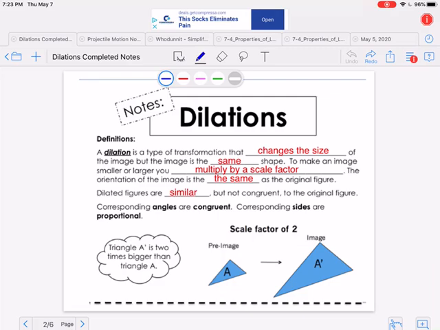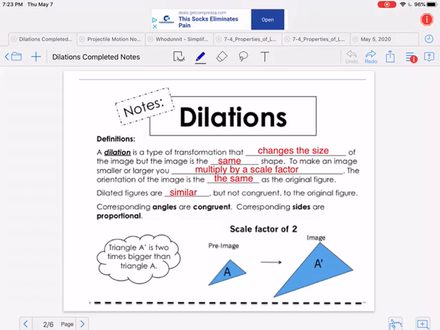The transformation you're going to see today, dilations, is going to change the size. So what a dilation is, it's just enlarging something or shrinking something. Again, we're not changing shapes. The new image is going to look very similar to the original. It is just going to be a bigger or a smaller version of the original. Okay, so we're going to change the size, same shape.